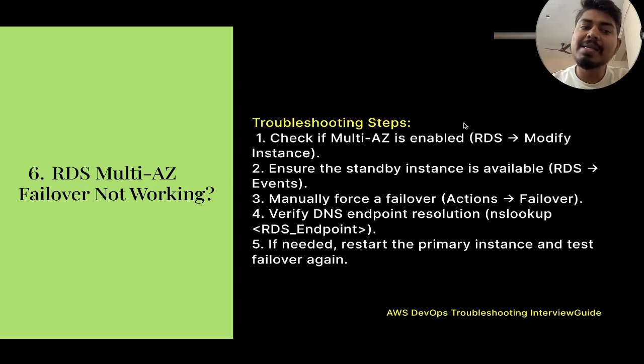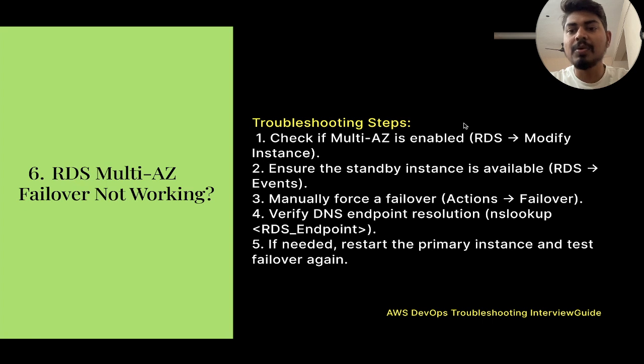Next, RDS multi-AZ failover not working. What we are doing is enabling the multi-AZ failover mechanism for the RDS instance. Suppose one availability zone went down or a failover happened, at that time AWS will launch or activate your instance in a different availability zone. For troubleshooting this kind of scenario, check whether multi-AZ is enabled or not. Go to the RDS instance, modify the instance and check whether multi-AZ is enabled. Ensure the standby instance is available.